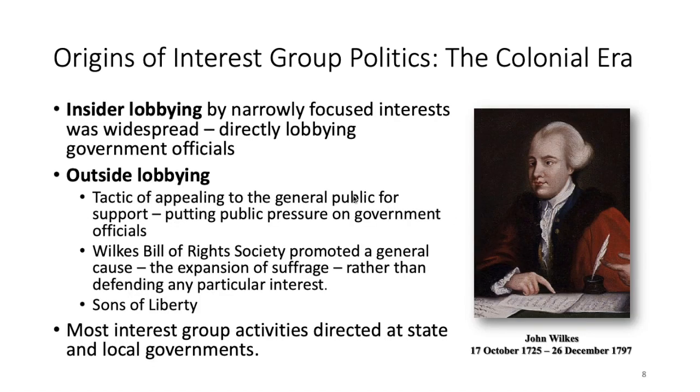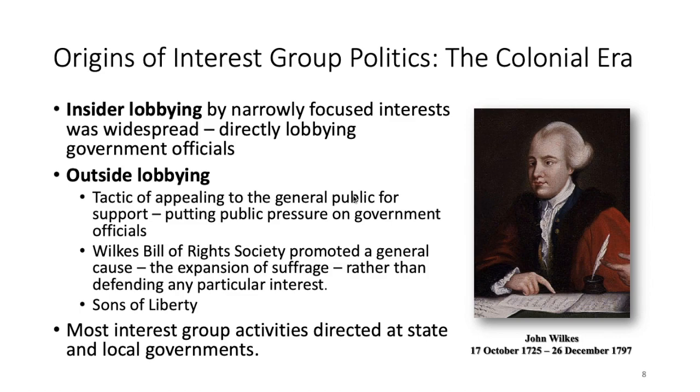In the colonial era, there were two types of lobbying that we see happening even today. The first is insider lobbying. Like I said, it was happening in the colonial era, and it's happening even today. This is lobbying by narrowly focused interests. We call it insider lobbying because this is direct lobbying of government officials. You're talking to people who actually control the votes, so you're able to get on the inside track and influence policy in that way.